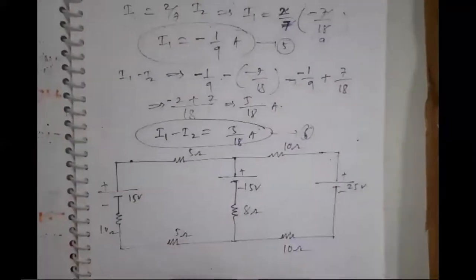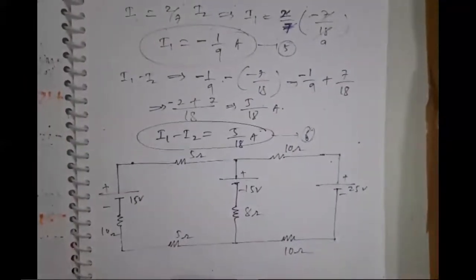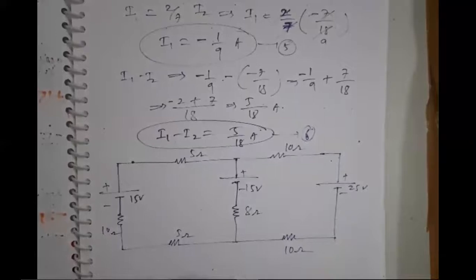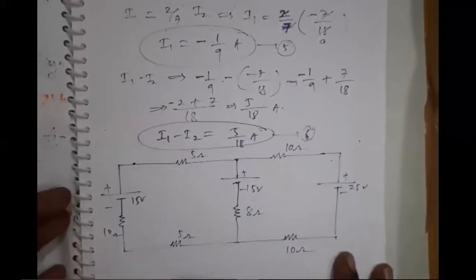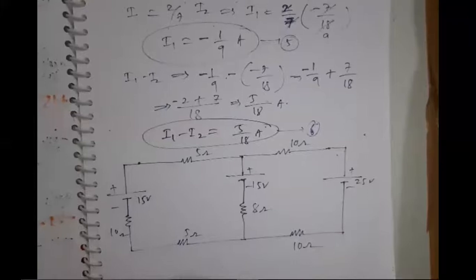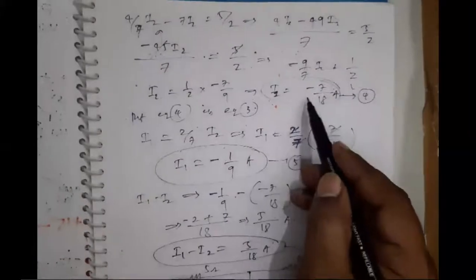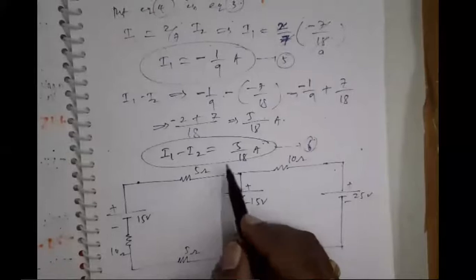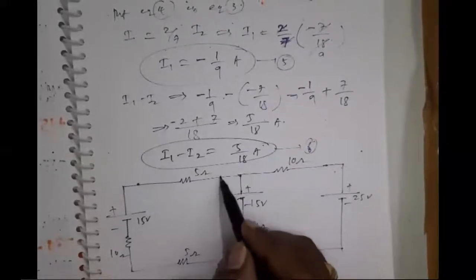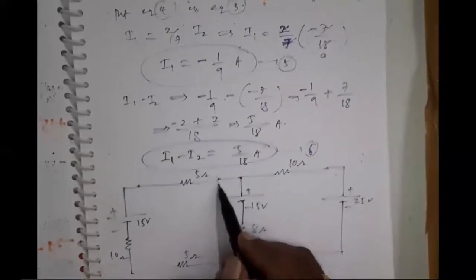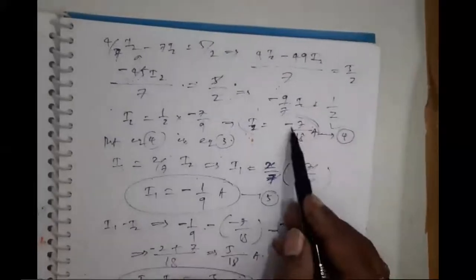Just indicate the current directions with the value of the current only. Don't write again I1 and I2, I1 minus I2, right? Here the assumption of this branch is I2, and the direction is for this, your assumption is this. But your result I2 is reverse.